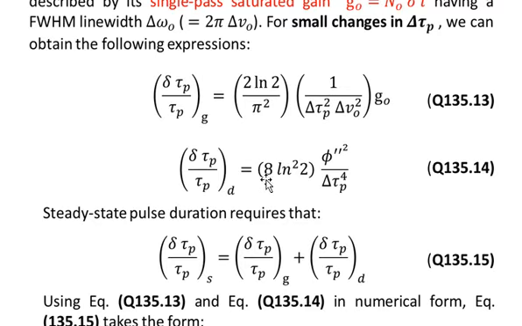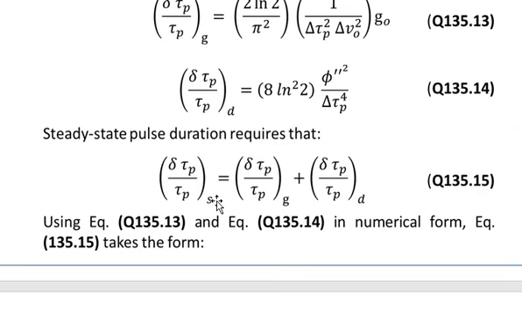So this expression for the dispersive medium is equal to 8 times log² of 2, and then outside that we have φ'' squared, the double derivative of φ, divided by the fourth power of Δτp. For the steady state condition that I have also discussed, Δτp due to S, that is the shortening of the pulse, should be compensated by the broadening of the pulse. The broadening elements are Δτp/τp evaluated at G, the gain of the medium, plus Δτp/τp evaluated at the dispersive medium.